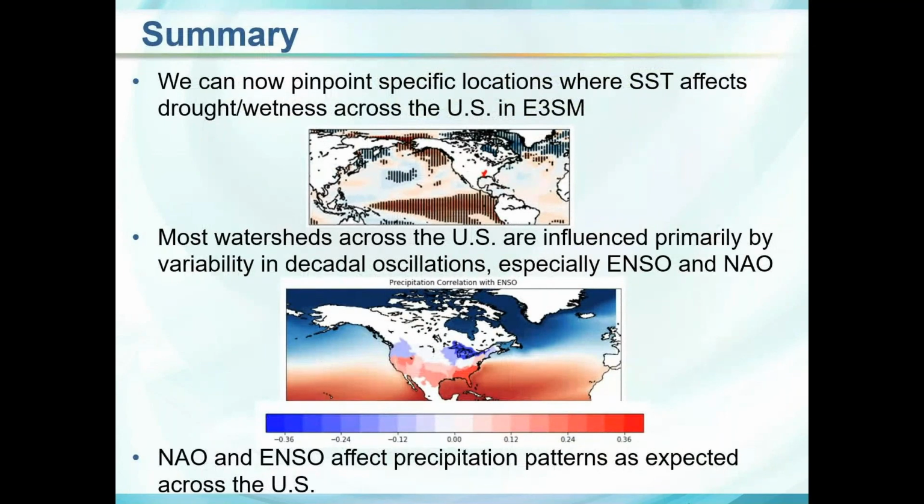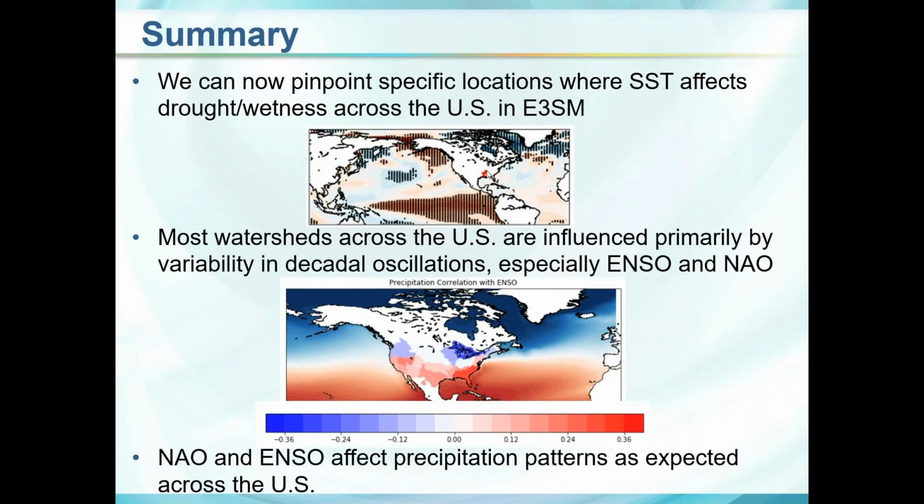So just to summarize everything that I've talked about so far, we can now pinpoint specific locations in the U.S. where sea surface temperature affects drought or moisture in E3SM. So that's really exciting. So for example, in this figure that I showed before, we can see that variability due to ENSO is affecting precipitation in the lower Mississippi watershed, which is the one that's here in red.